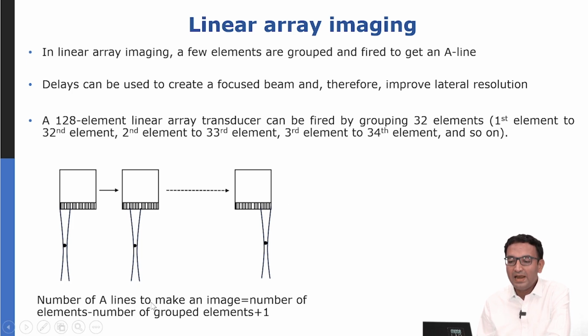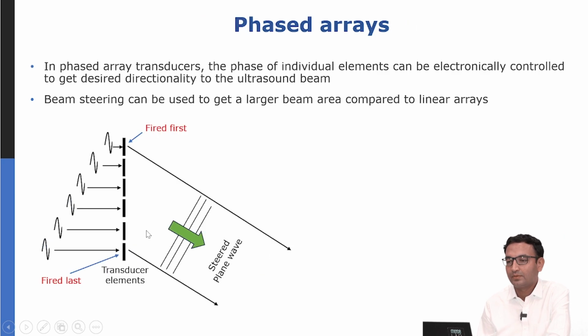So the number of A lines to make an image is equal to number of elements minus number of grouped elements plus 1. So for example, if in this case we have 128 elements and we are firing 32 elements at a time, then the number of A lines required to make this one linear array image will be 128 minus 32 plus 1.